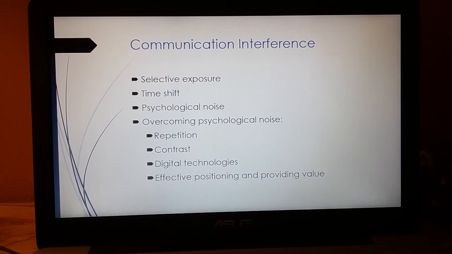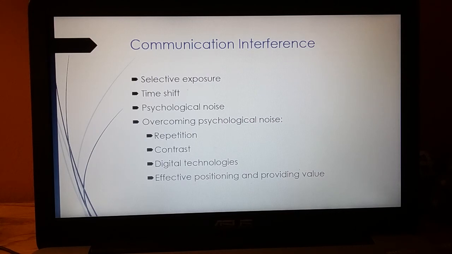Okay, digital technologies allow marketers to monitor consumers' visits to the website, and from that they can extrapolate data in terms of understanding what your interests are, and then send some sort of customized promotional message to you. And then there's this idea of effective positioning and providing value. It's really the most effective way to ensure that a promotional message stands out and is received and decoded properly. Effective positioning we talked about in Marketing 1, and a little bit in Marketing 2.